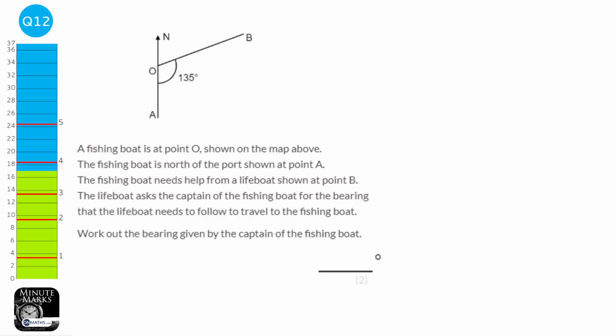So when you read this question, the question's basically asking you to find the bearing of O from B.